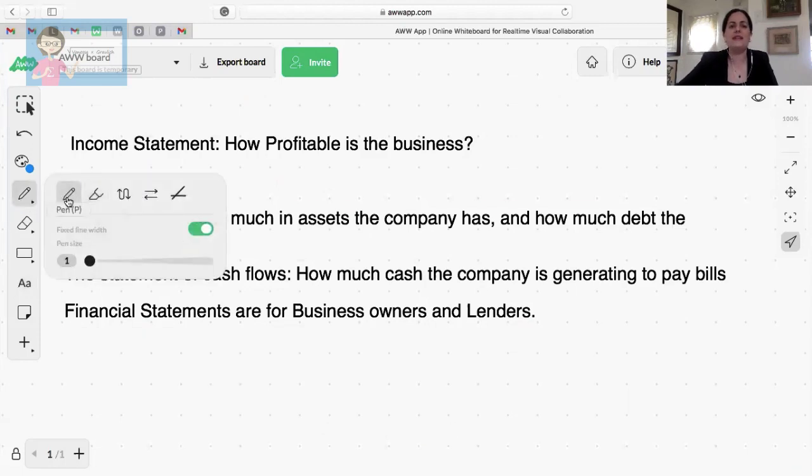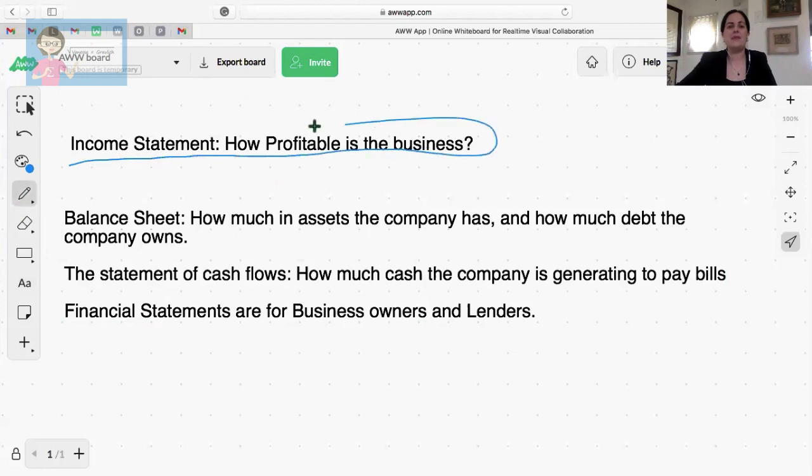And now, what is the income statement? Well, the income statement basically shows you, and I'm going to put an example here on the screen, how profitable the business is. Why? With the income statement, this is where you're going to report your revenues, and I'm going to give you an example, minus just your expenses.